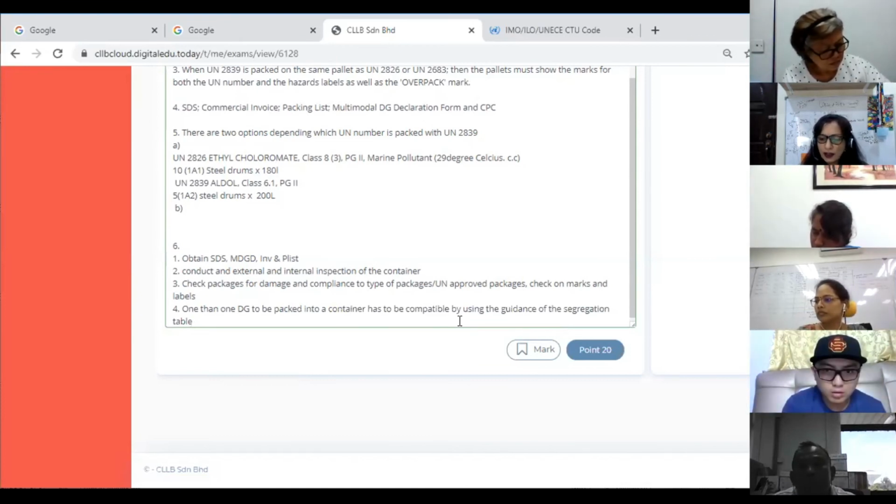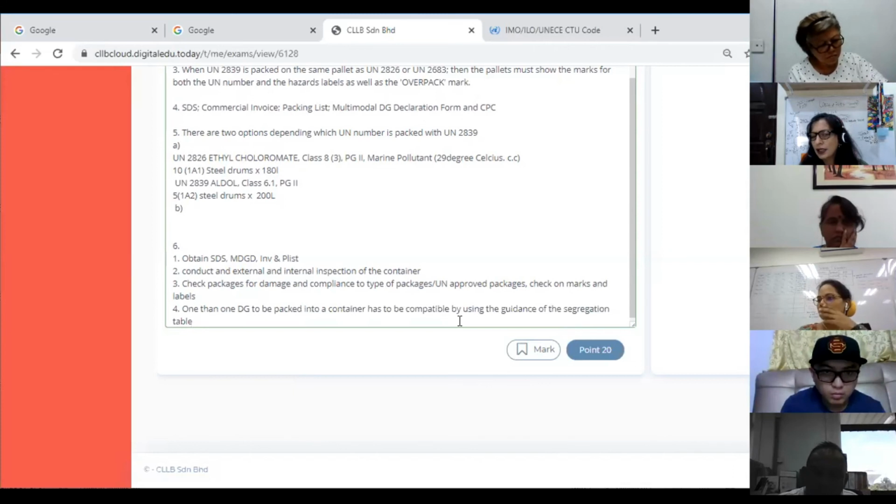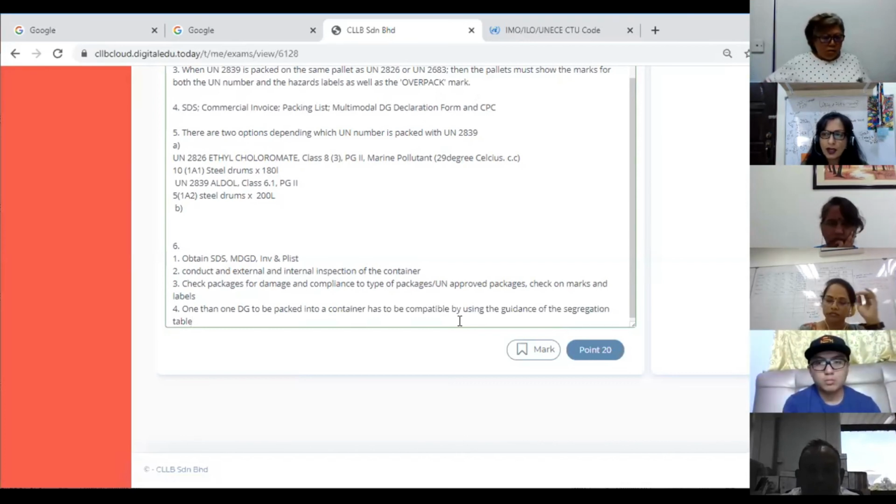First, get your documents first. Everything must be in hand. Then only you start inspecting, doing the visual inspection of the unit. Visual inspection, we don't need to break down the SAP plate line and all that we saw in the CTU code. Then we check the packages, make sure that these are the packages that are allowed.